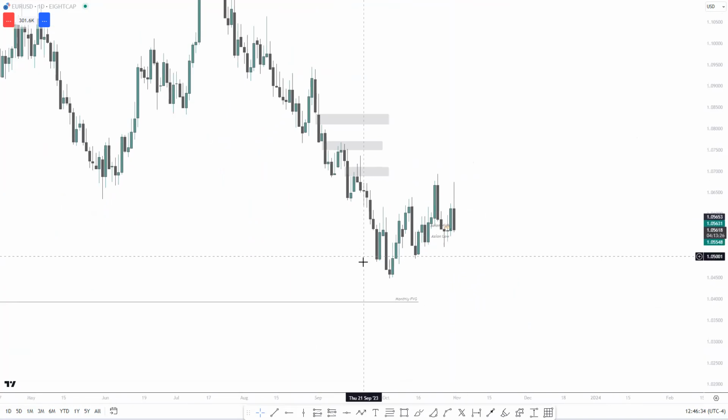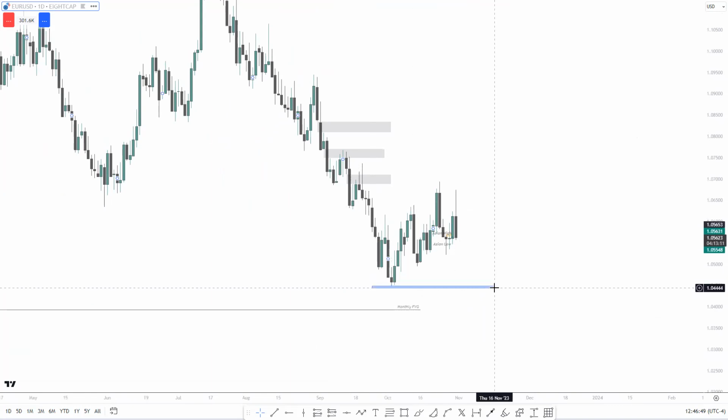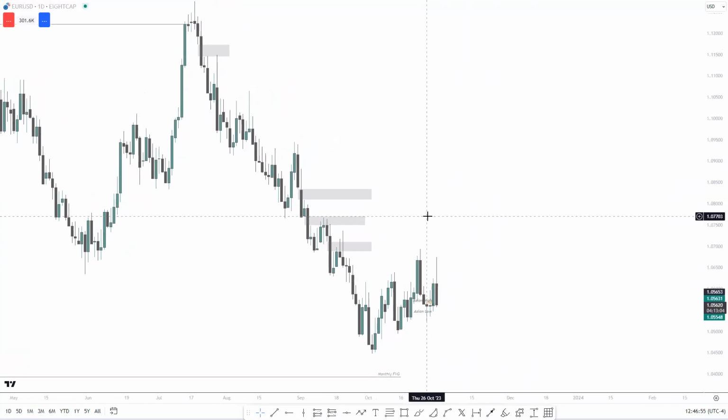Then it is going to fail sometimes as well. For example, have a look right here. There is an internal range liquidity. Price gets into it, but it doesn't go into the external range yet. Okay, so sometimes it's going to fail, but you will see that most of the time this is going to work.